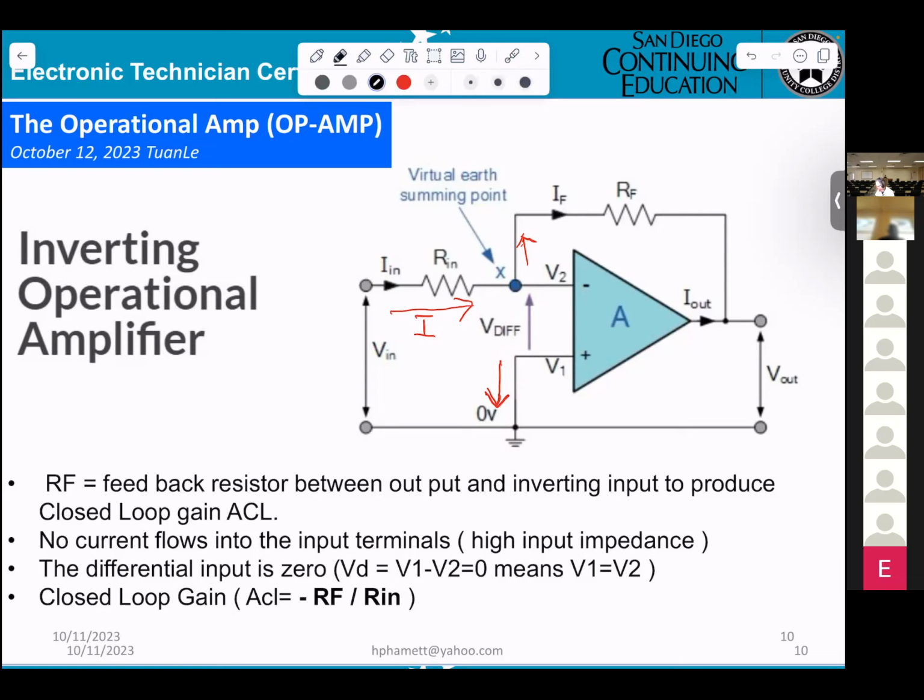If you get 5 volt and 5 volt, current flowing here will be 0. Correct? Current cannot flow through the same potential voltage. Okay? So they're not going down. So they have to be going up. They're going up here.